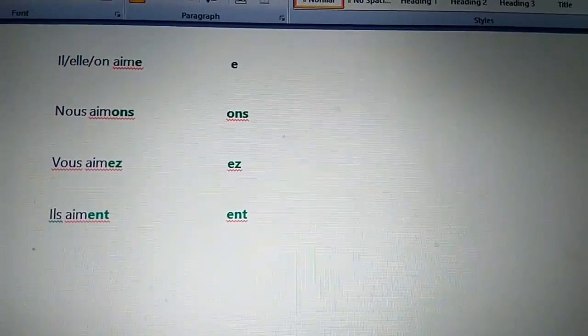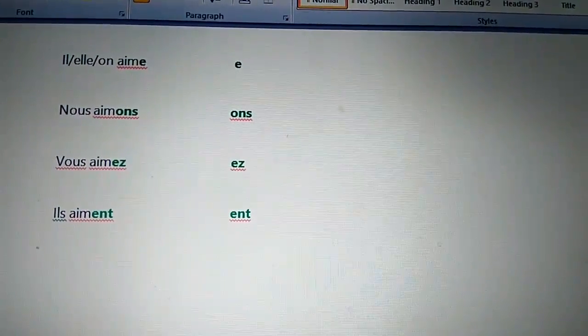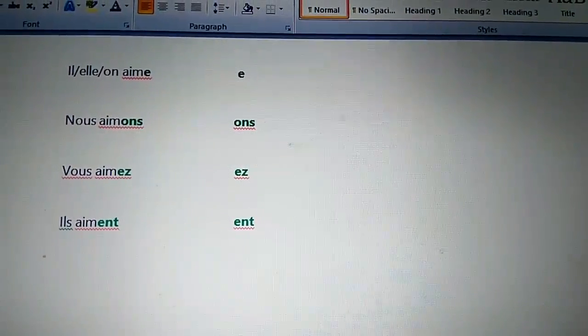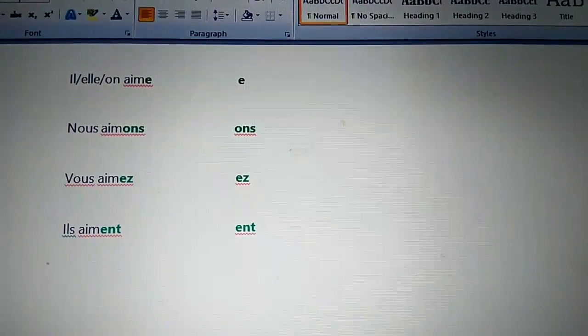The main thing is that the first group of regular verbs is very easy to learn because the pronunciation is easy and the conjugation is very regular, so you don't get confused.